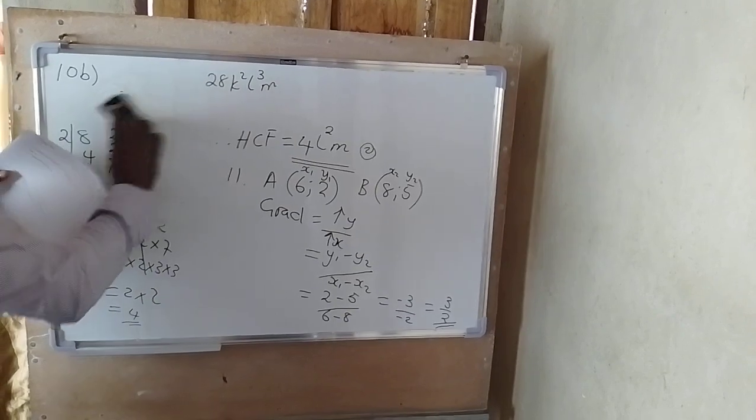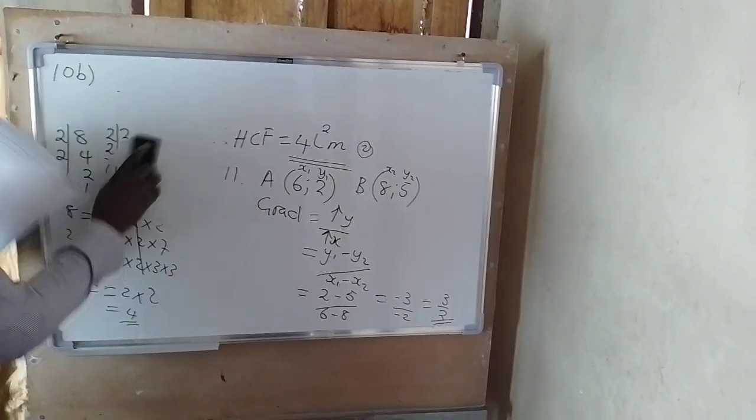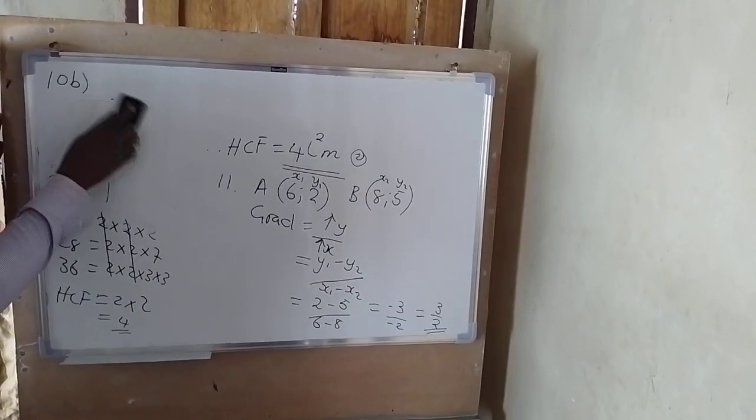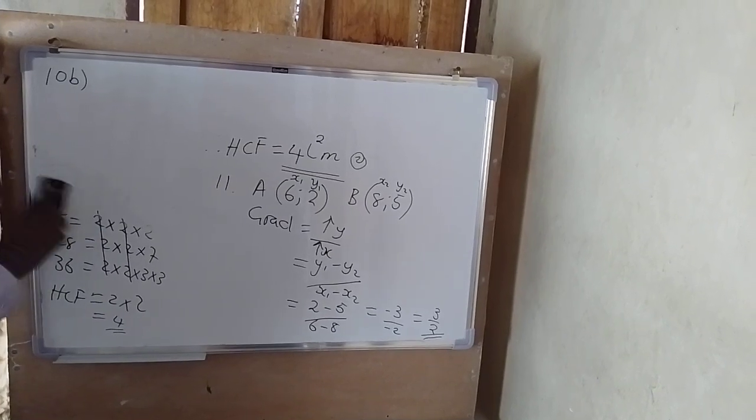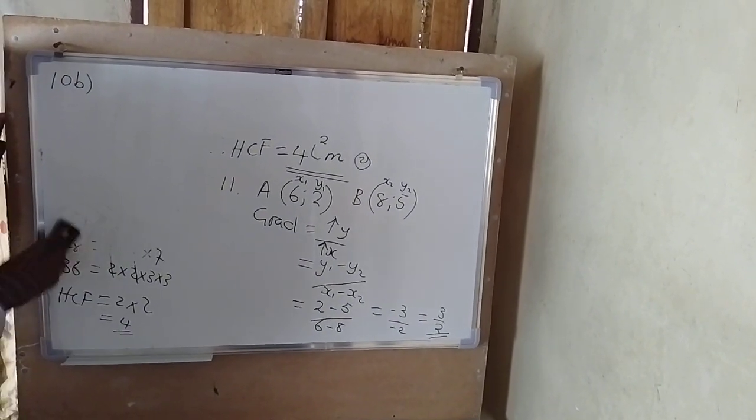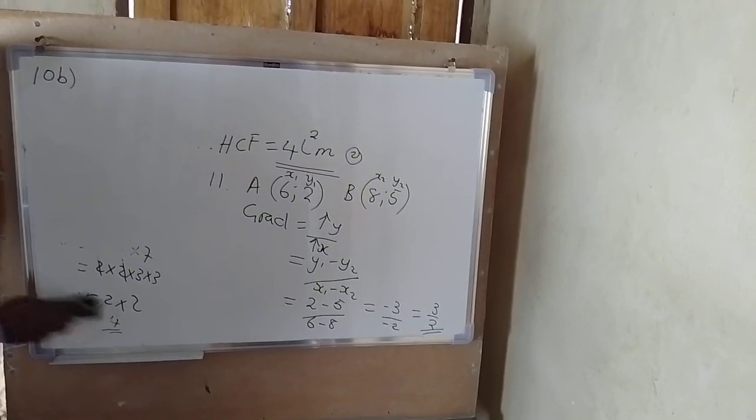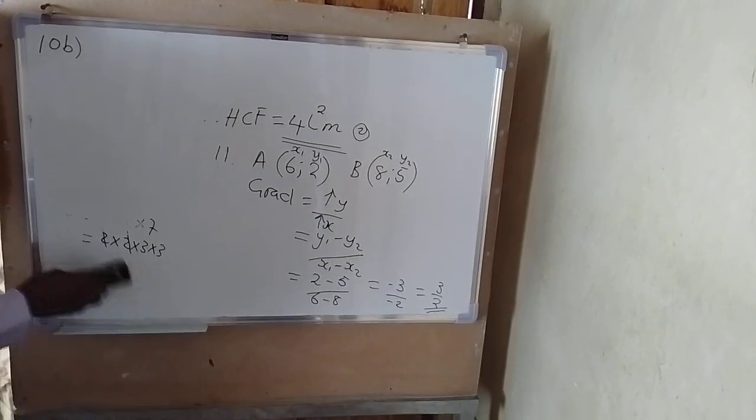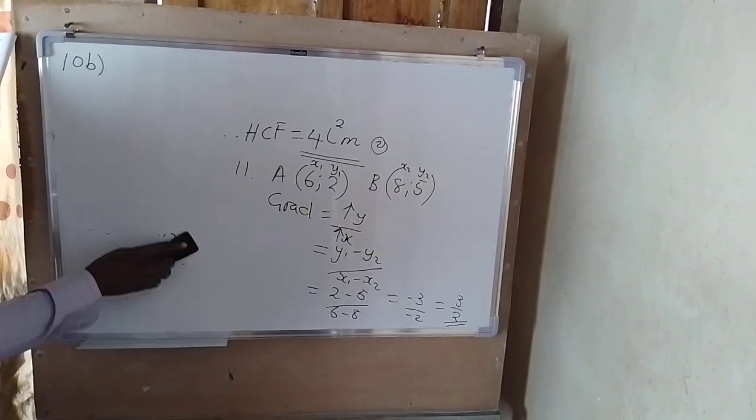Even if you say y2 minus y1 over x2 minus x1, there's no problem. You still get the same answer of 3 over 2. This is for 1 mark.